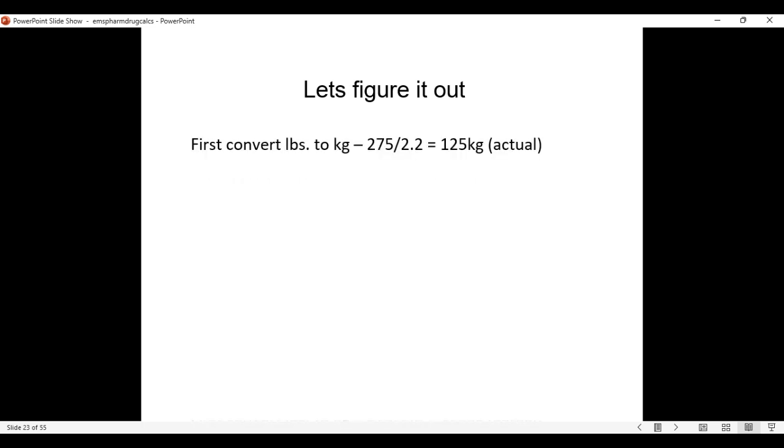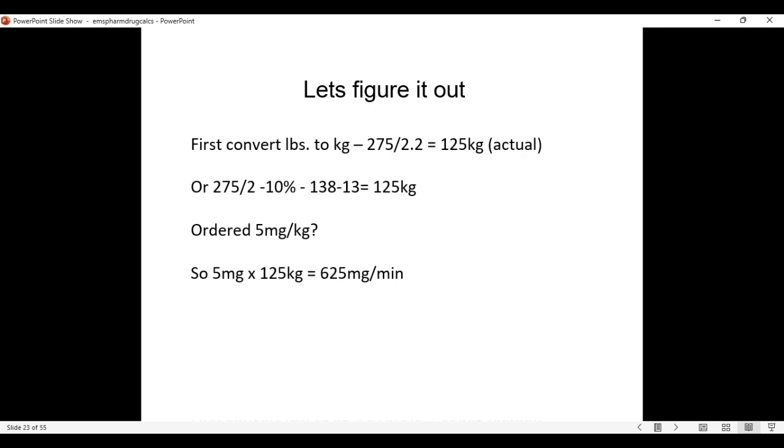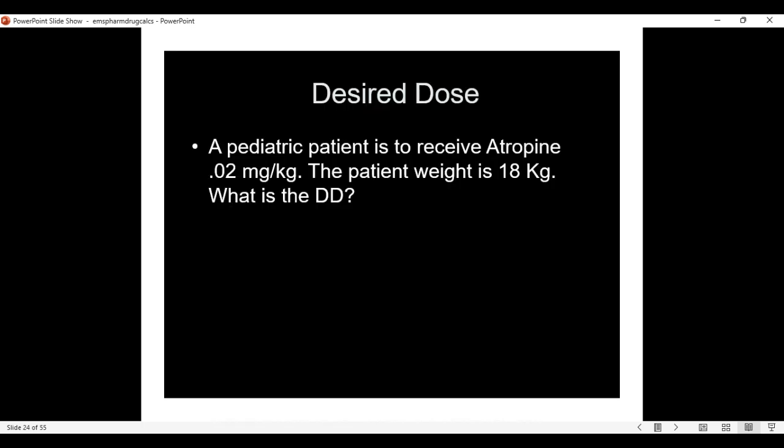First of all, you can convert the pounds to kilograms. So it's going to be 275 divided by 2.2, and the actual is 125 kilograms. Or you can use the 3 a.m. method, which would be the 275 divided by 2 minus 10%, which would be 138 minus 13, which would be 125 kilograms. So ordered is 5 milligrams per kilogram. So 5 milligrams times 125 kilograms equals 625 milligrams a minute that they showed you earlier.